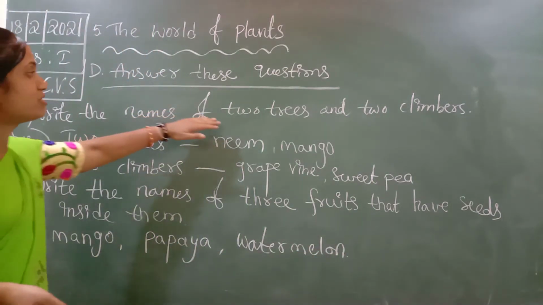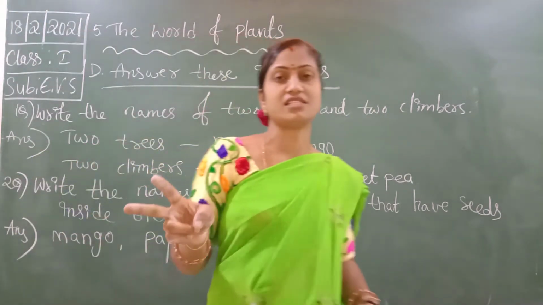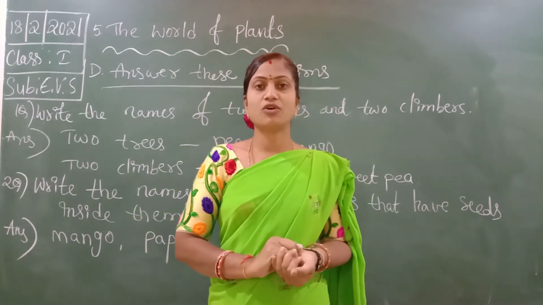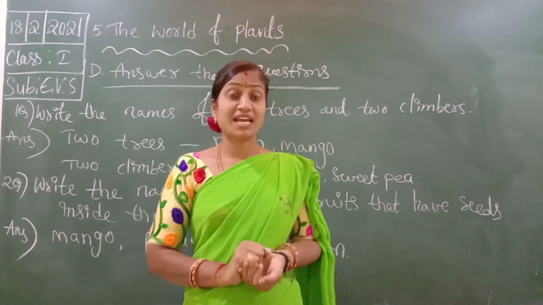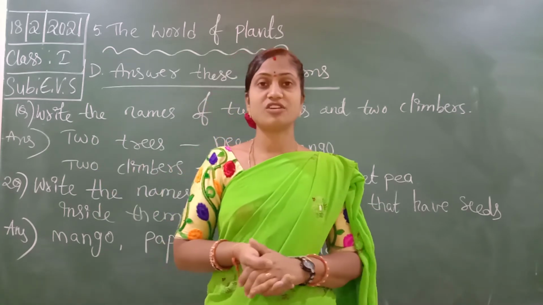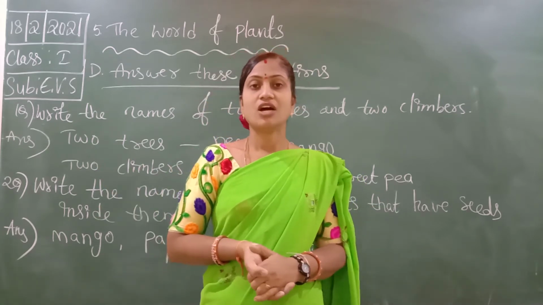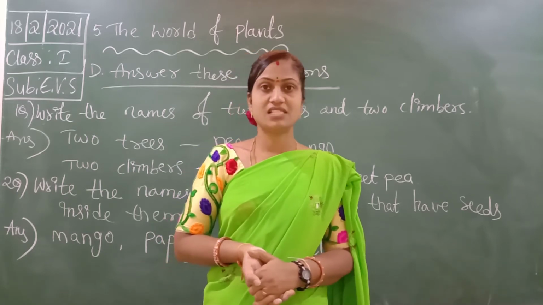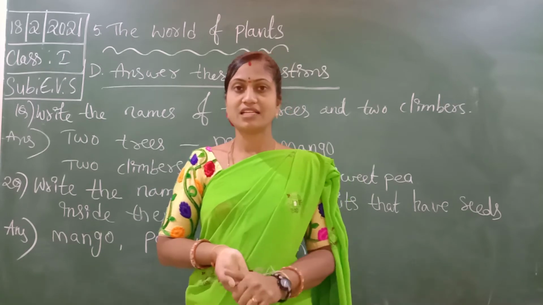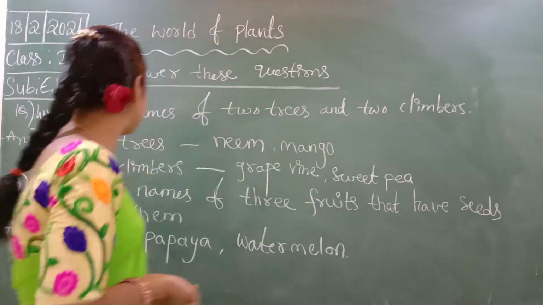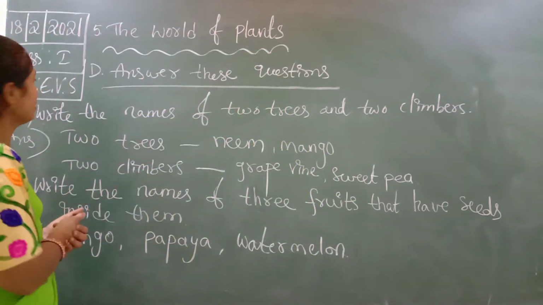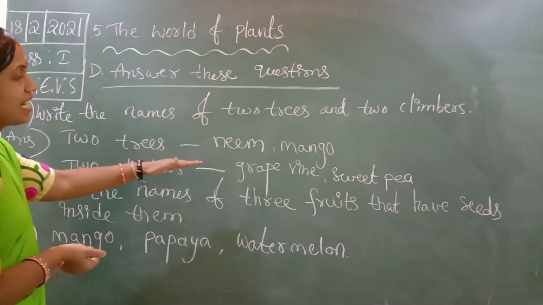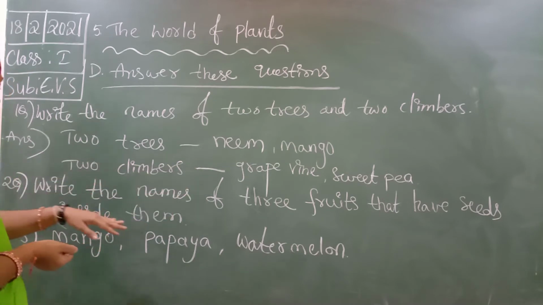Write the names of two trees and two climbers. You have to write any two trees' names. Mango, neem, peepal, banyan. So many trees are there, as you wish. Next, climbers: grapevine, sweet pea, beans, money plant, like that, as you wish. Next, two trees' names. Two climbers. Here the names mango, grapevine, sweet pea are written.